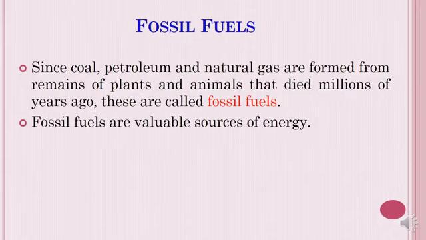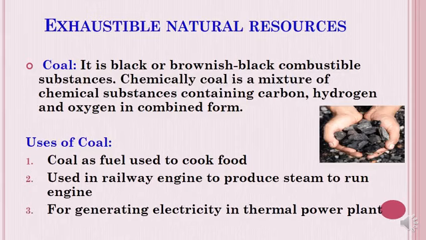Coal, petroleum, and natural gas are formed from the remains of plants and animals that died millions of years ago. These are called fossil fuels. Fossil fuels are valuable sources of energy. Now I'm going to discuss the exhaustible natural resources. Coal is processed in industry to get useful products such as coke, coal tar and coal gas.